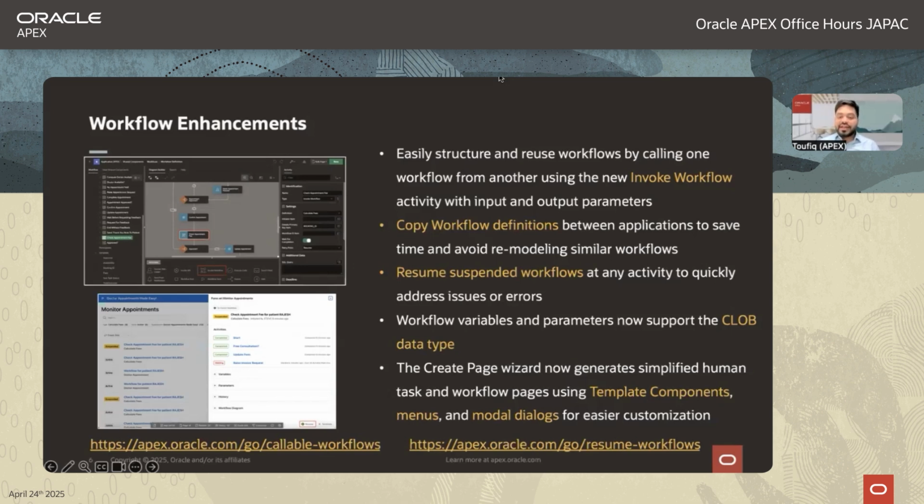And the next enhancement we made for workflows is we are now also supporting CLOB data types for workflow variables and parameters, right? You can have variables and parameters which support CLOB data types, which supports large objects, right?